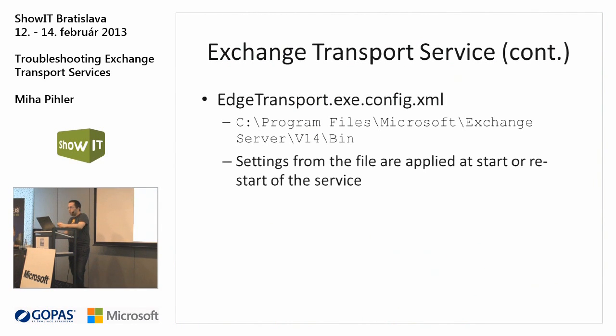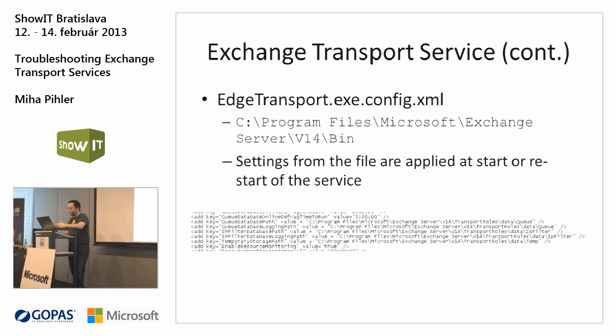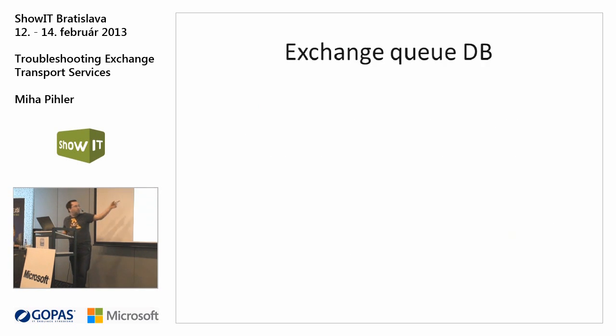This is the path where it's stored, similar for Exchange 2013 and 2016. Settings from the file are applied at startup or restart of the service. Here's an example that I was just showing.